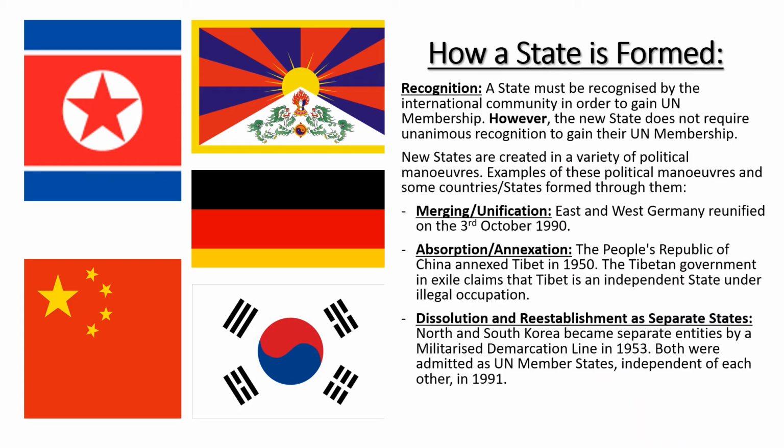Although recognition by the international community is important, new states do not require the unanimous agreement of all UN member states to gain overall recognition and UN membership. The Republic of Korea, aka South Korea, and the Democratic People's Republic of Korea, aka North Korea, are 2 examples of UN member states which enjoy their respective UN memberships and are recognized by the international community as independent while refusing to recognize each other's independence.